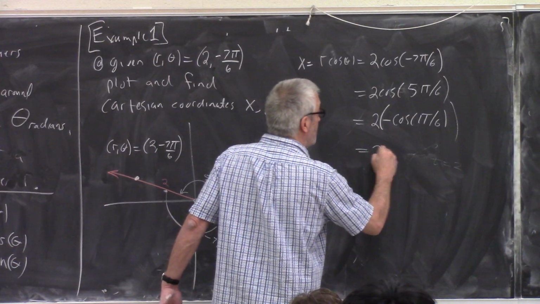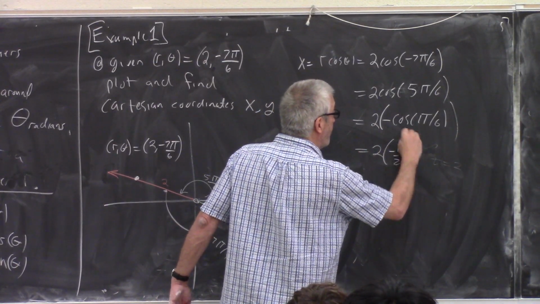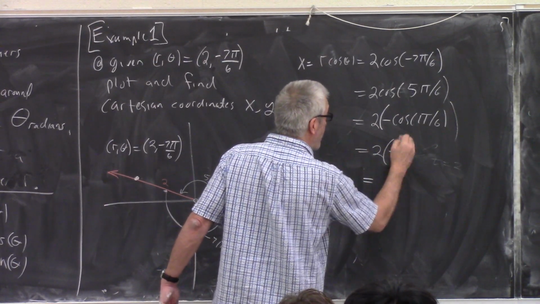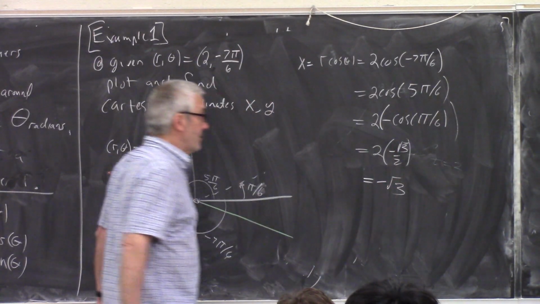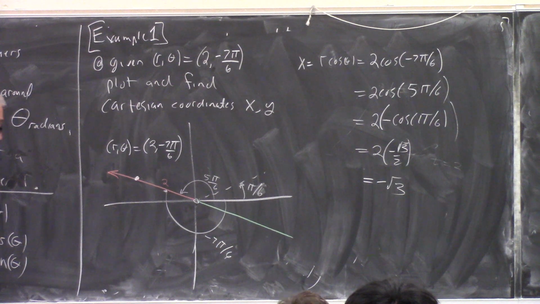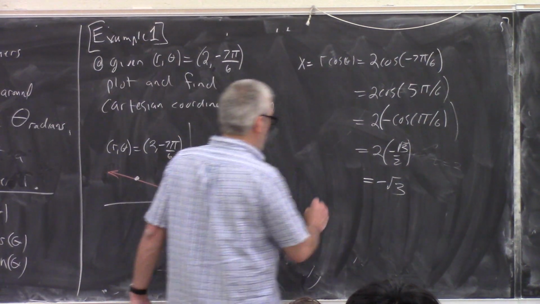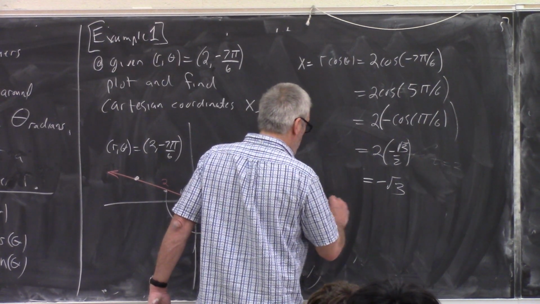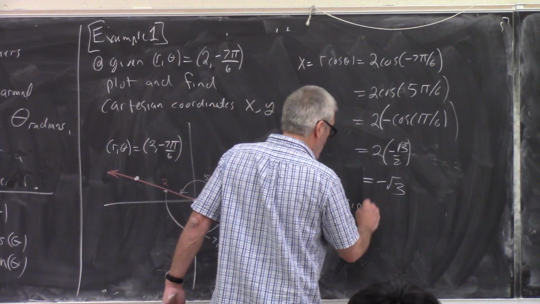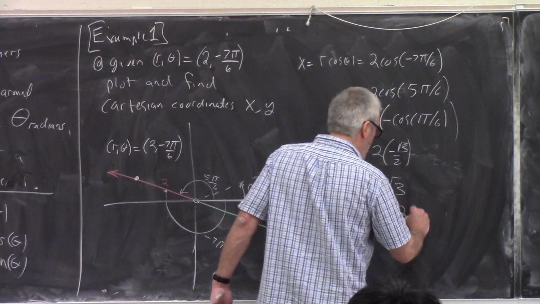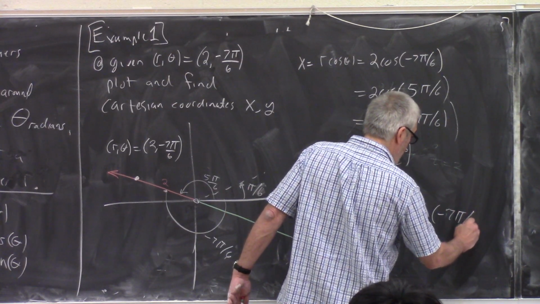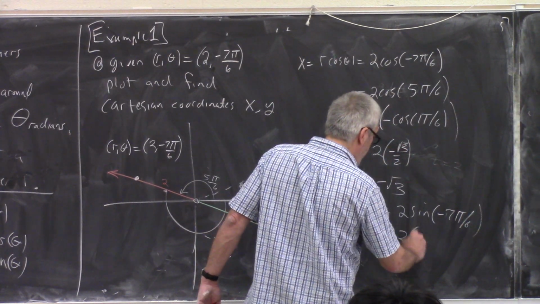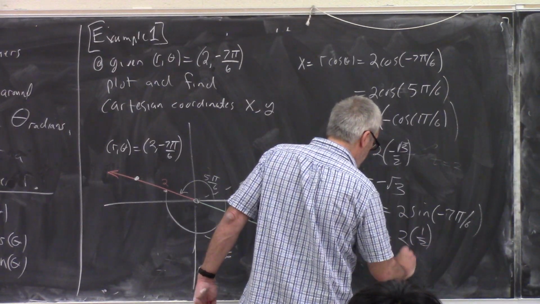So this is going to be 2 times minus 1/2. So that's, I'm sorry, negative square root of 3 over 2. So that's minus square root of 3. You'll get to where you can do these in your head. Y is going to be r sine theta. So that's going to be 2 sine of negative 7 pi over 6. That's going to be 2 times 1/2. So that's going to be the number 1.